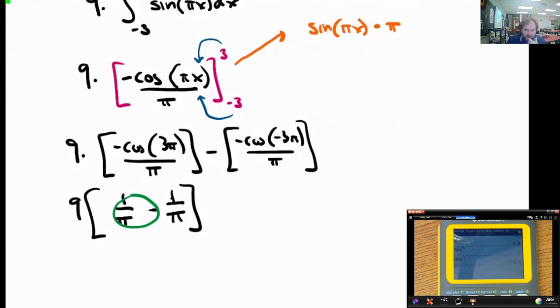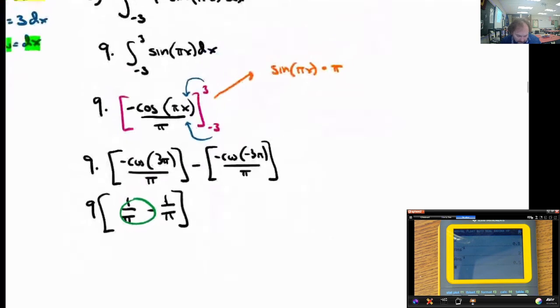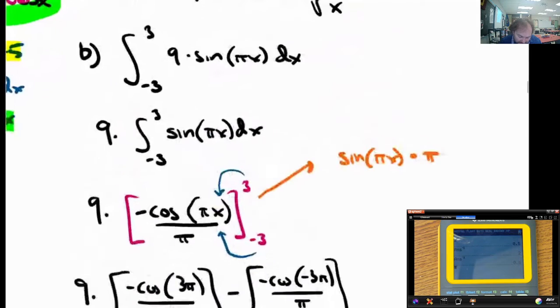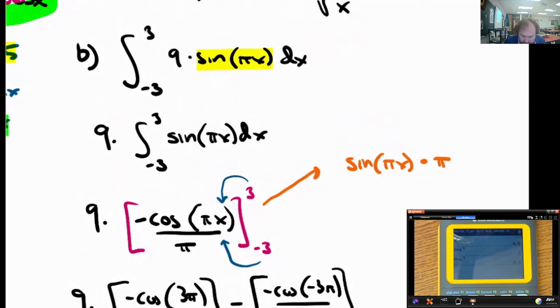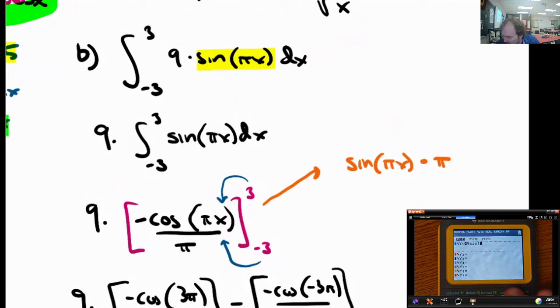Now, here's the thing. I could have told you that answer at the very beginning of the problem, because sine is what is known as an even function. Here, I'll show you. Let's look at the graph really quick. Let's just graph 9 sine of pi x. And let's specifically graph it on the window from -3 to 3.